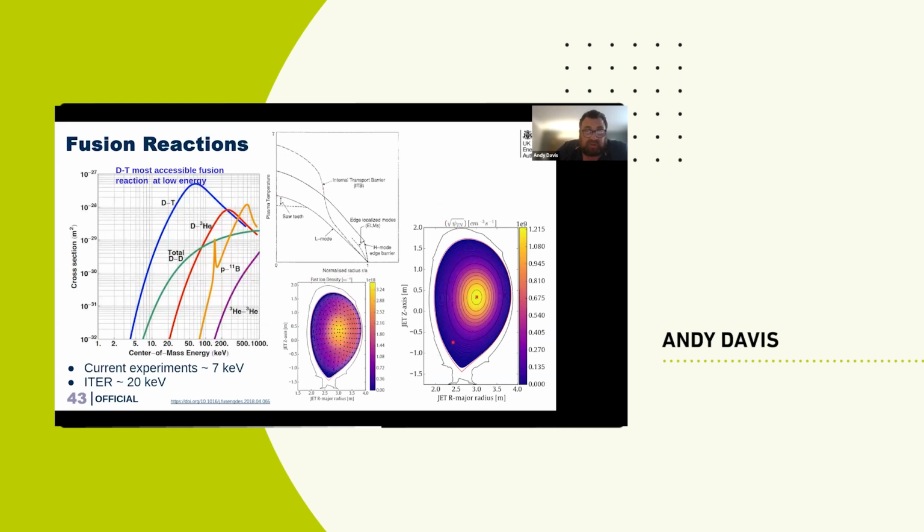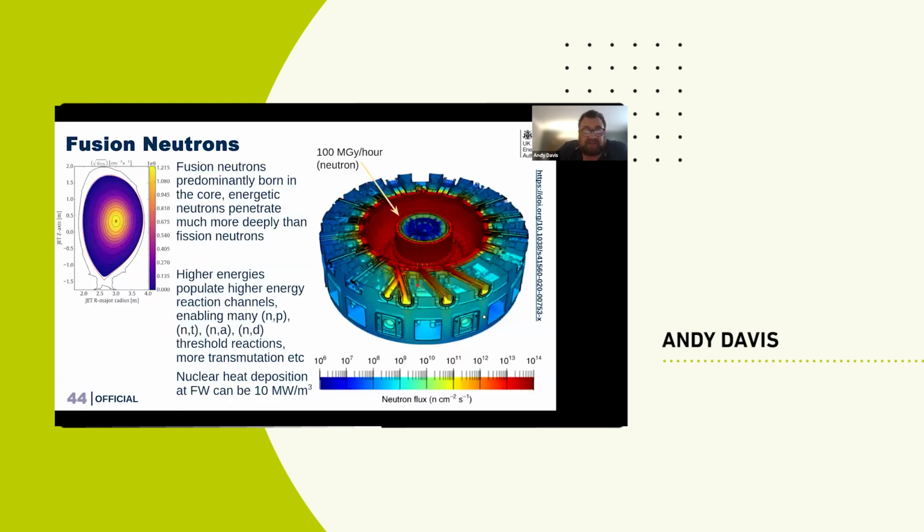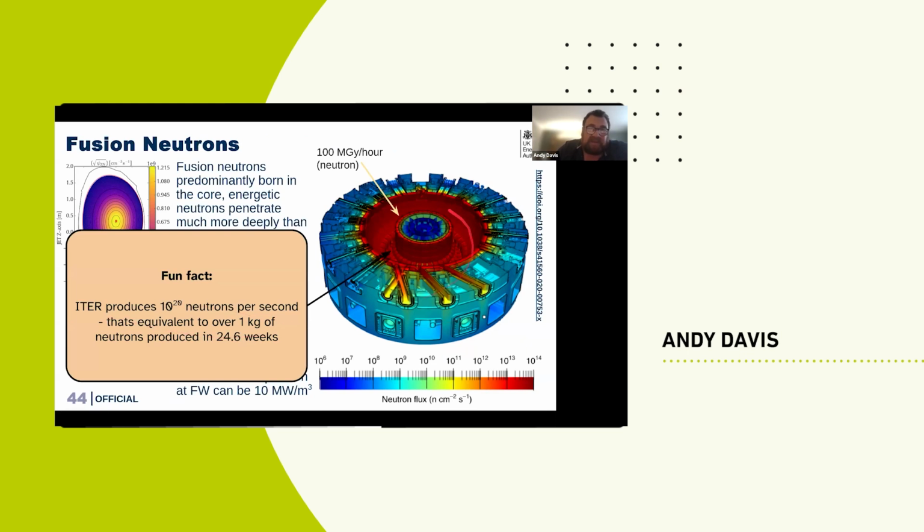You need to take a neutron source, which comes from a bunch of physics simulations. You then have to do a global simulation of where the neutrons go, because that influences what goes on in the blankets. Just as a side note, the ITER reactor, when it turns on, will produce 10 to the 20 neutrons per second, which actually over 24 and a half weeks is a kilogram of neutrons. I'm not sure if you've got any physical feeling for what a kilogram of neutrons is. That's a lot of neutrons. That's an awful lot of neutrons.